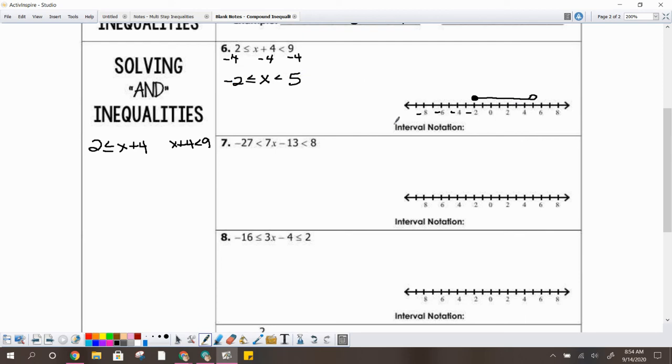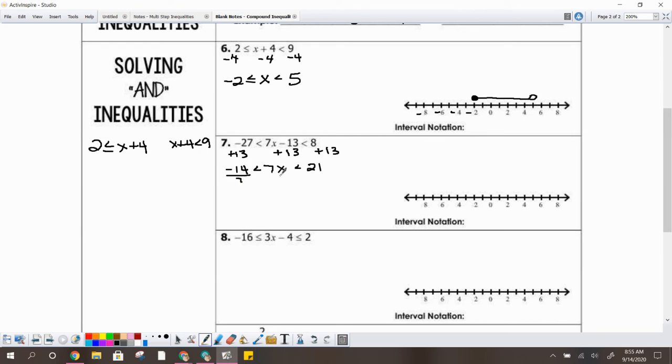Okay, so number 7, same idea. I'm going to add 13 to all parts of this. We're solving it just like we would a normal inequality or a normal equation. It just looks different. Okay, so add 13 to every part. I'm going to have a -14 here, less than 7x, is less than 21. And now I can go ahead and divide each part by 7.